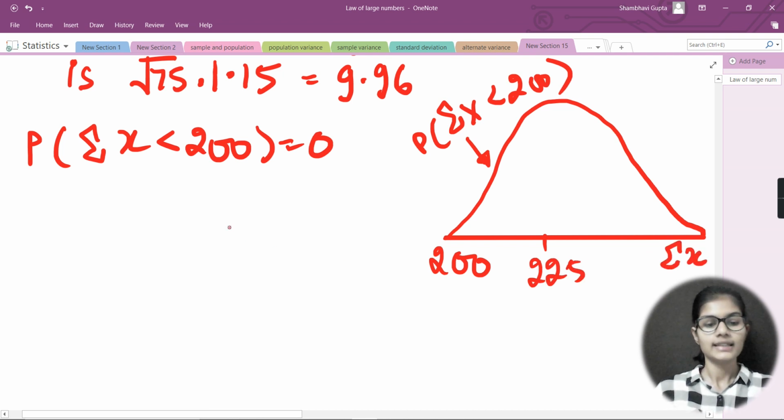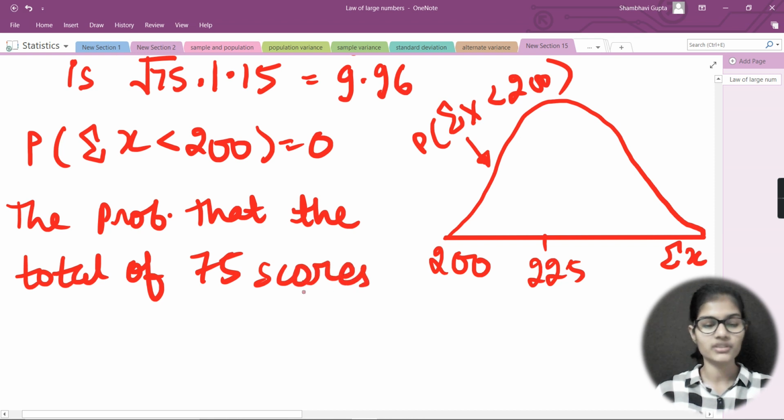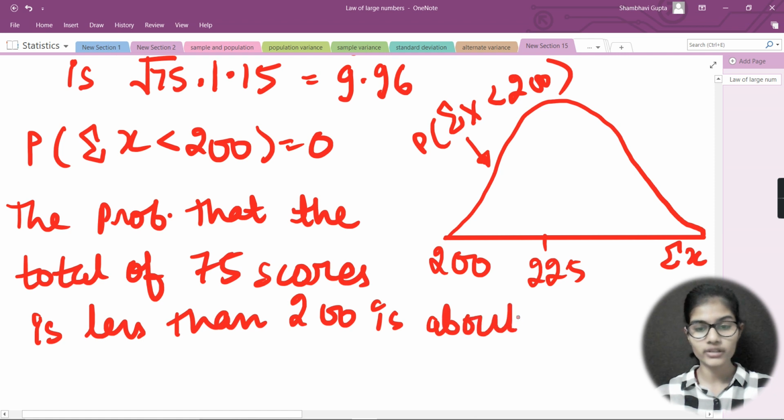Fine. Now, what can I conclude from here? The probability, I'm just writing a short form for probability, I'm not going to write the whole spelling. The probability that the total of 75 scores is less than 200 is about, I'm not writing finally, right, is about 0.